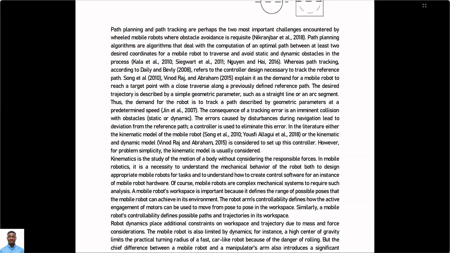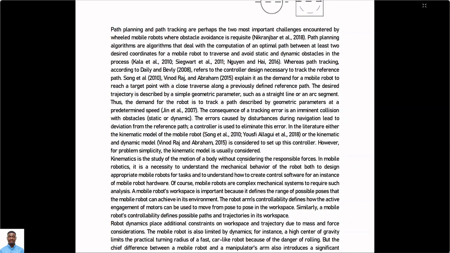You have the A-star algorithm, and your Q-learning also is an algorithm that is being used for path planning in mobile robotics. You have a lot of other algorithms for path planning in mobile robots. So what your path planning algorithm would do is to plan the path. In most cases, you want the shortest path from one point to the other in that environment.